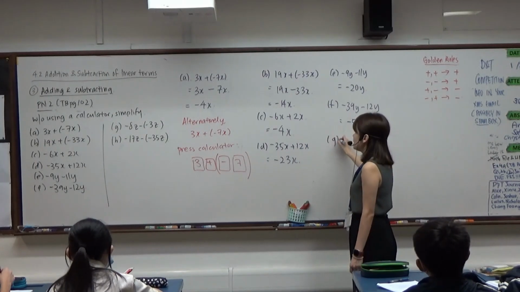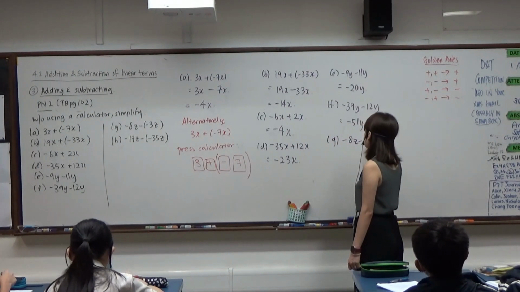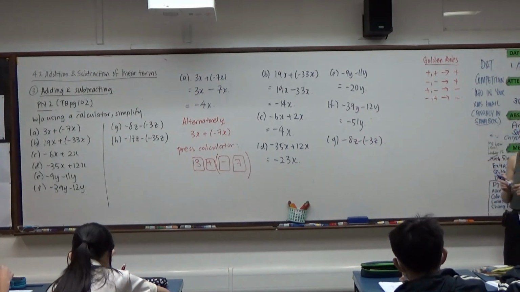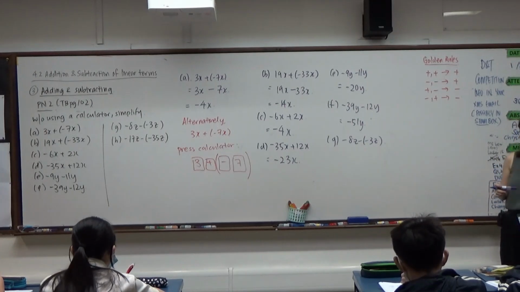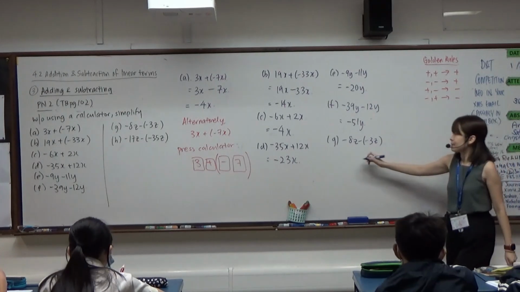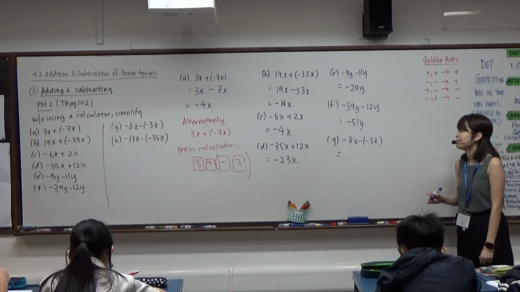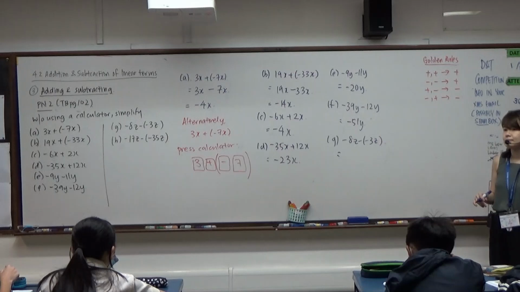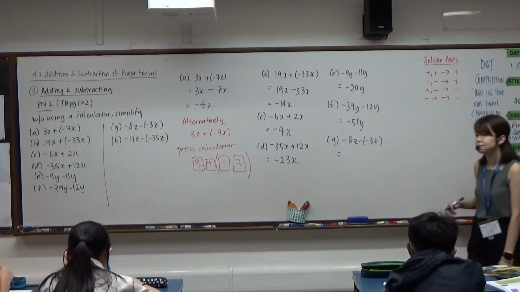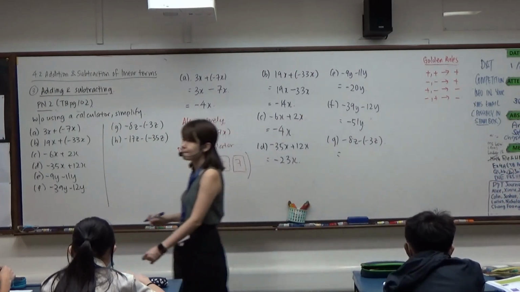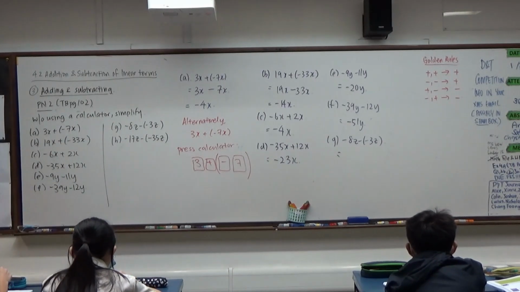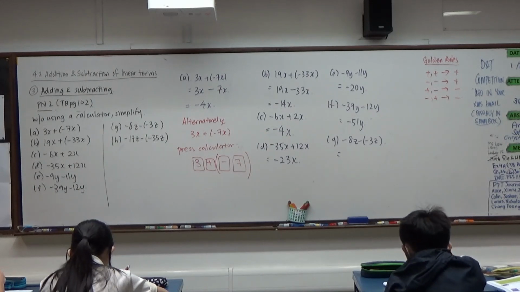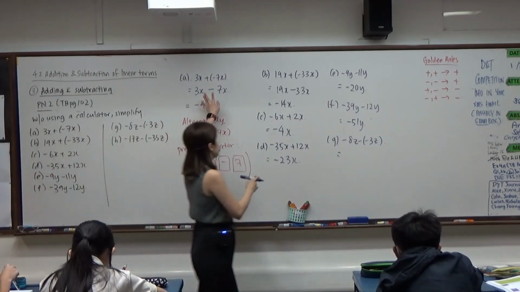Okay. Part G. We have negative 8z minus negative 3z. What will we get? Elena, what do you think? Okay, tell me what the next step will be first. Negative 8z minus negative 3z. What should I write? Sorry, say again. How do you get negative 5z? Can you tell me the steps first? I want you to do steps like what I have over here.